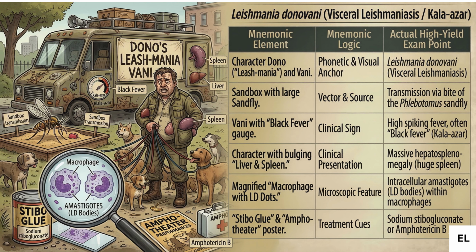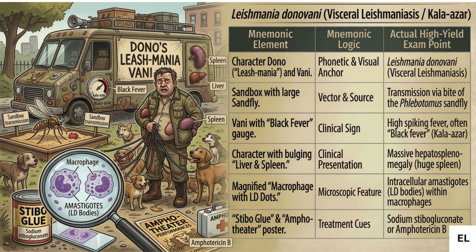Now let's move to the most important microscopic clue. Look at the magnified circular image. Inside it, you can see macrophages filled with small, dot-like organisms. These are labeled as amastigotes, also known as LD bodies, Leishman-Donovan bodies. This is the diagnostic hallmark of Leishmania Donovani. The parasite exists inside macrophages in its amastigote form. So remember, intracellular amastigotes inside macrophages equals Leishmania Donovani.